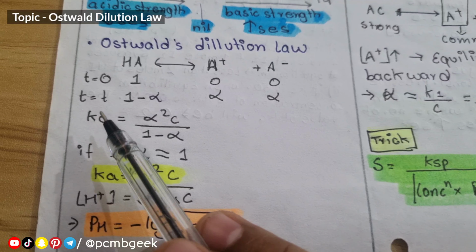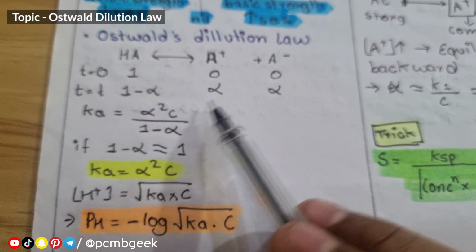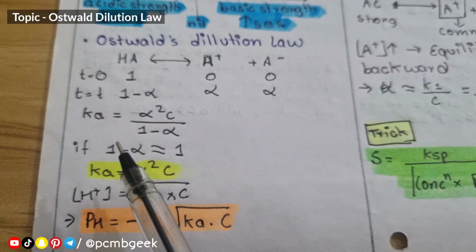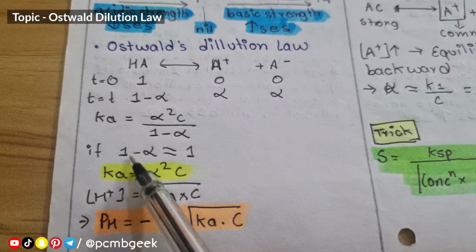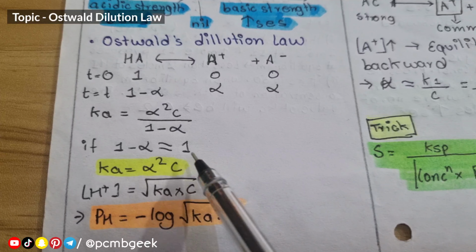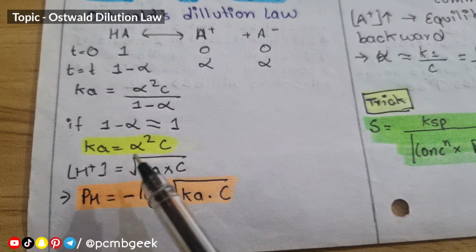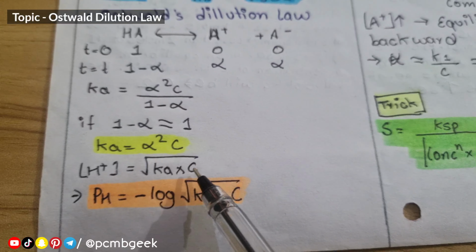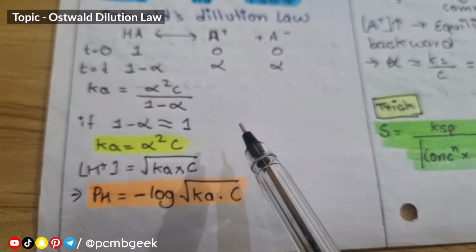If we apply the law of mass action, Ka equals alpha square multiplied by concentration divided by 1 minus alpha. For weak electrolytes, alpha is nearly equal to 0, so 1 minus alpha is nearly equal to 1, that is, Ka equals alpha square times C. Now what is the H plus ion concentration? That is under root of Ka times concentration. Hence the degree of dissociation is directly proportional to the square root of its dilution at constant temperature.